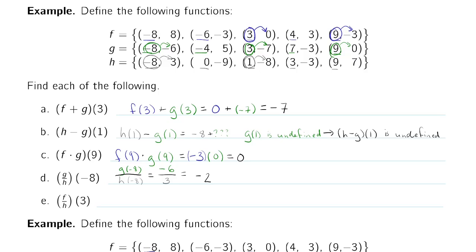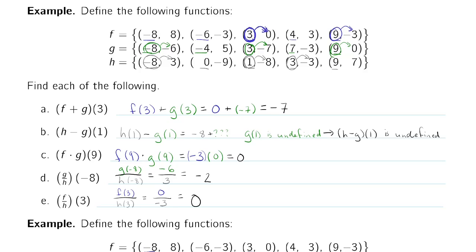Finally, f over h of 3. That's going to be f of 3 over h of 3. To find f of 3, I think we've done this before, right? Input 3 goes to output 0 in function f. To find h of 3, in function h, input 3 goes to output -3. Well, that's 0 divided by -3. 0 in the numerator is just fine. 0 divided by -3 is just 0.